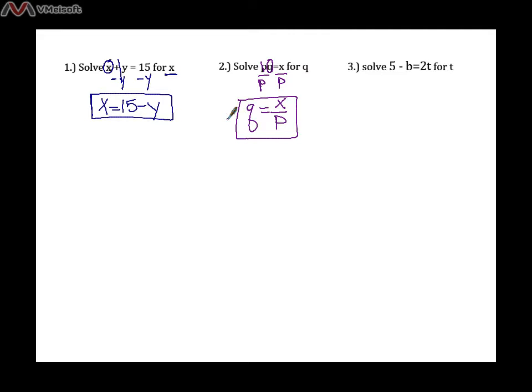And then for the third one, I have 5 minus b equals 2t. So now here's where it's a little bit interesting. Because we have 2 times t, there's no other terms on that side, but we're going to divide both sides by 2. So what you do to one side, you have to do to the entire other side. So make yourself a little note there.